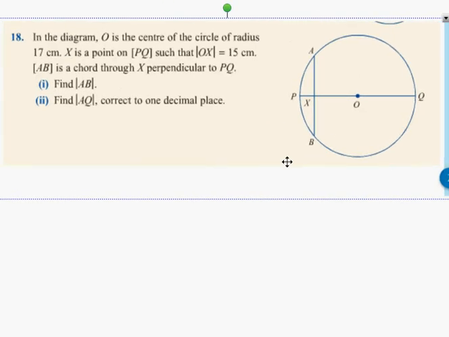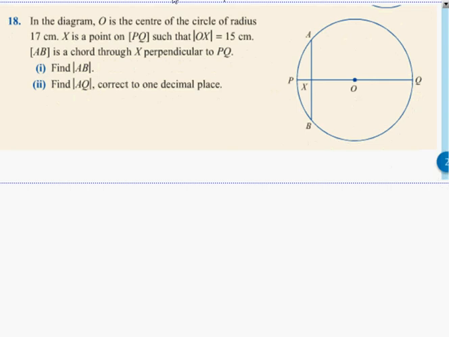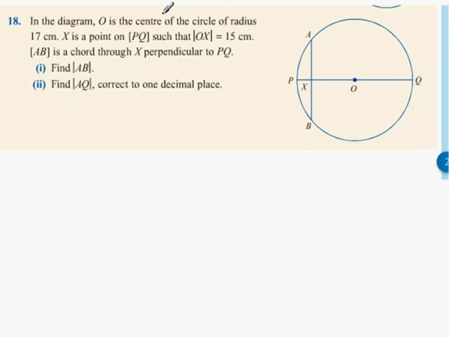Okay. In the diagram, O is the centre of the circle of radius 17. Okay, more or less the same thing, isn't it? So we go from here down to here. What's the radius? 17, right? Point on PQ such that OX is 15. Find AB. Once again, Pythagoras' theorem.